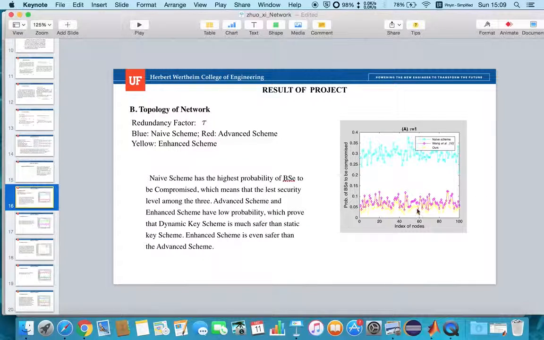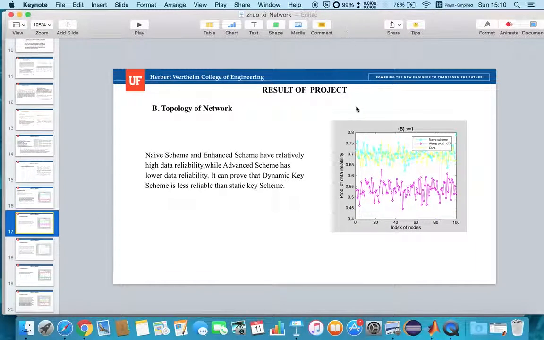In this picture, we can see the naive scheme has a higher probability of BSE to be compromised, which means that the naive scheme has the least security level among the three, and the advanced scheme and enhanced scheme have low probability, which proves that the dynamic key scheme is much safer than the static key scheme. And the enhanced scheme is even safer than the advanced scheme because it's lower than the advanced scheme. You can see the yellow line is lower than the red one.